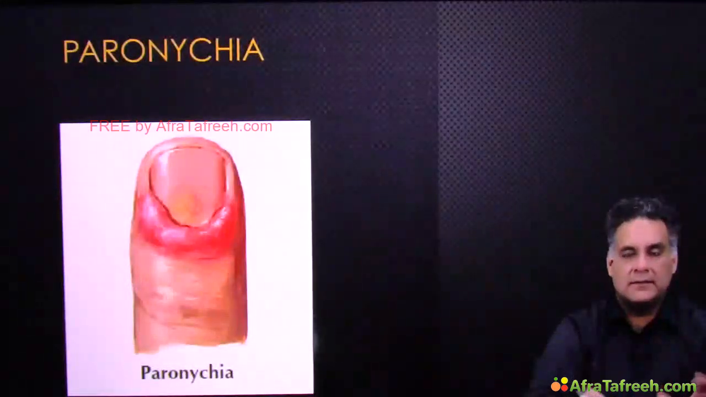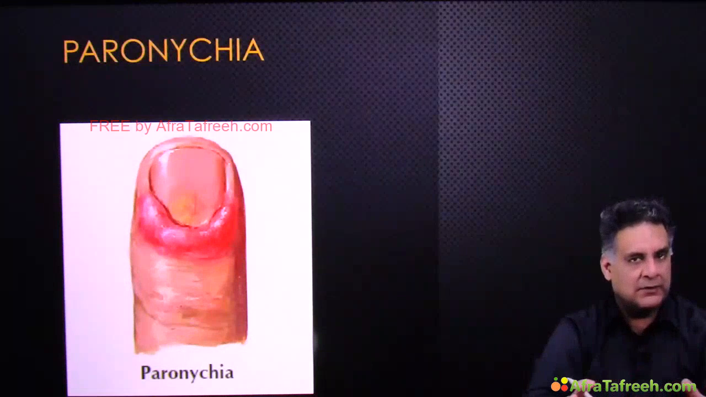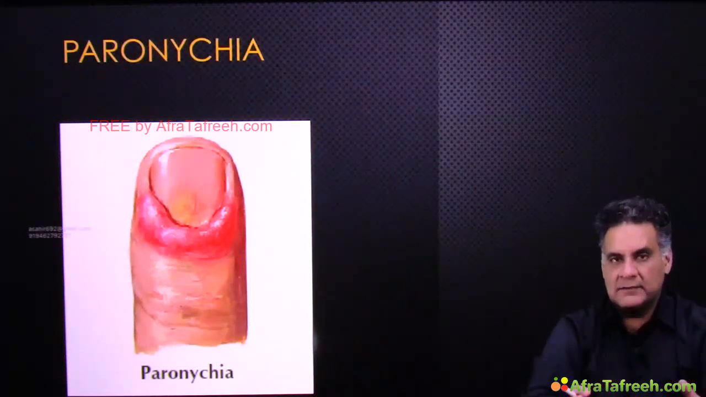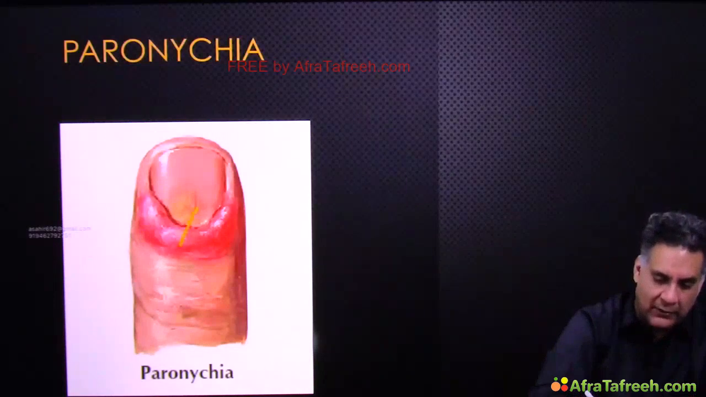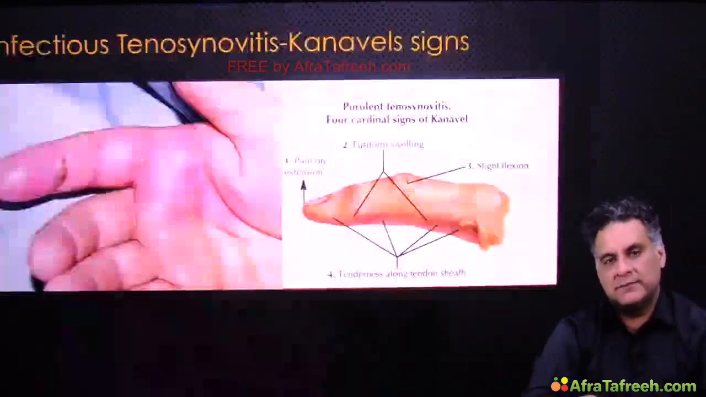Paronychia is the most common infection of the hand. The organism, whether it's felon or paronychia, is Staph aureus. But sometimes you have to remove a part of the nail to drain the pus. So a wedge has to be removed.